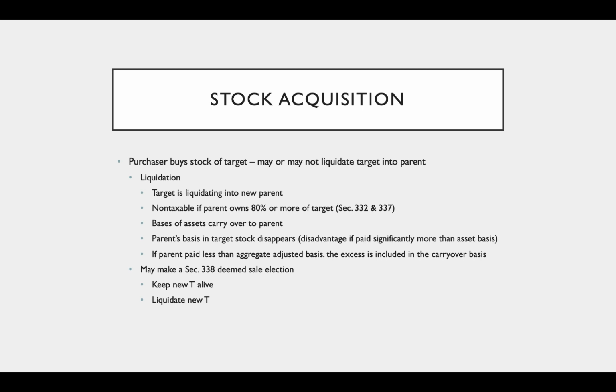However, if I paid less than the aggregate adjusted basis of the assets, that excess is going to be included in the carryover basis. So that's advantageous to me. Okay, so that's a liquidation. Now I have an option. I could make a Section 338 deemed sale election. I would do this to increase the basis in the assets. All right, that it would treat a stock acquisition like an asset acquisition. You would keep the new target alive and you would liquidate into the new target.